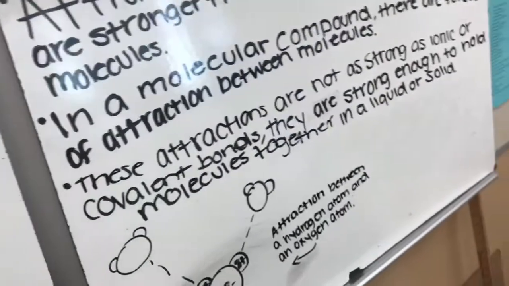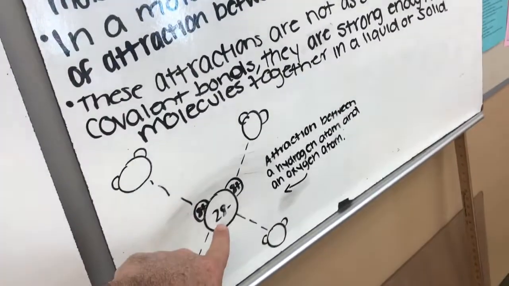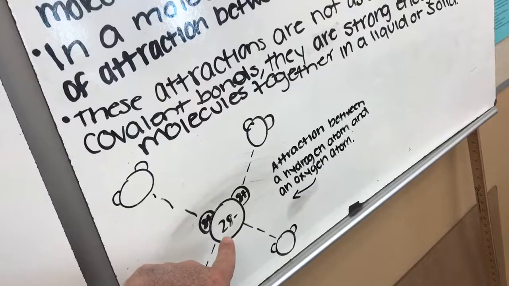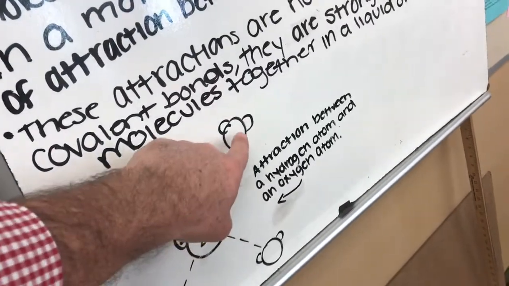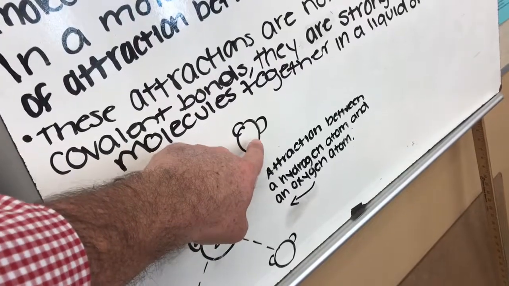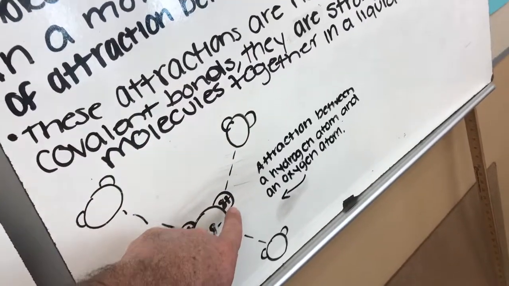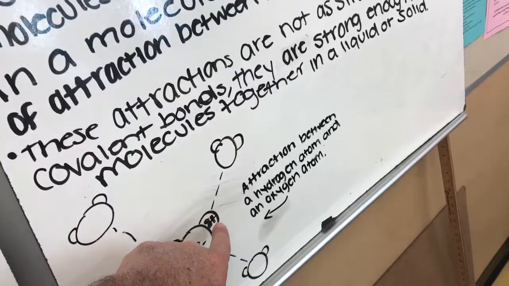So what is this molecule right here? Do you know what that is? An attraction between a hydrogen atom and an oxygen atom. All right, this is water, yup. And so here's the oxygen atom. It's partially negative, and it's attracted to the partial positive charge of a hydrogen atom on another water molecule.